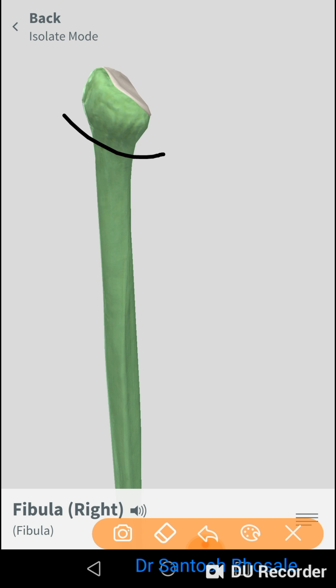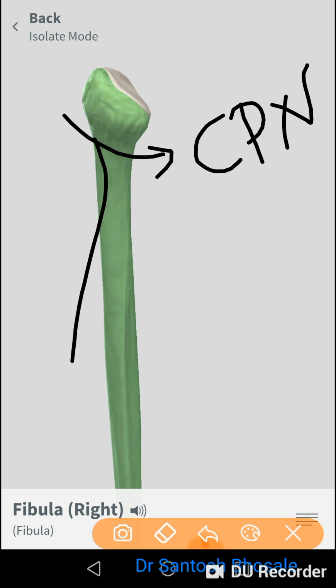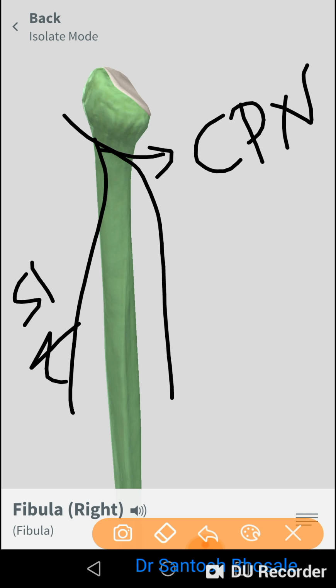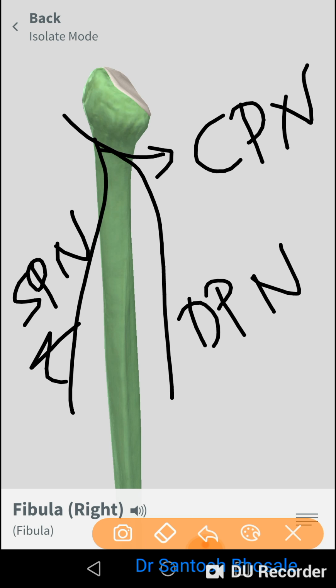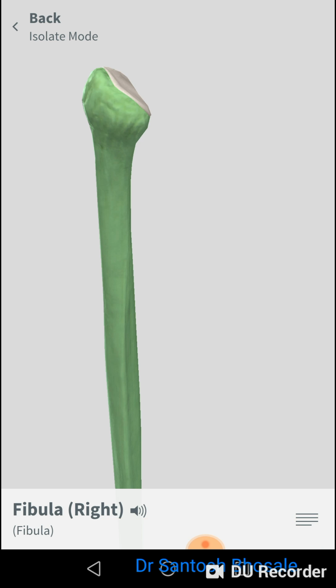Here the common peroneal nerve will divide into the superficial and deep peroneal nerves. So any damage to the neck of the fibula will cause foot drop, as the extensor muscles will be paralyzed, because the extensor muscles are supplied by the deep peroneal nerve, whereas the peroneal muscles are supplied by the superficial peroneal nerve. I already told you the superficial peroneal nerve is the musculocutaneous nerve of the lower limb.